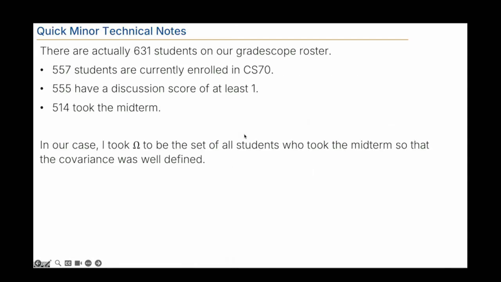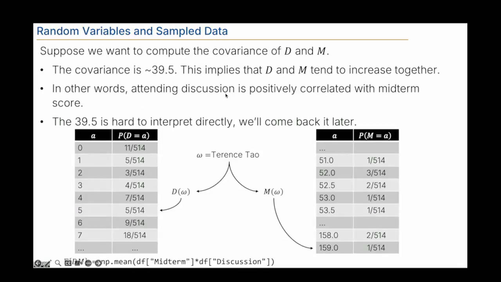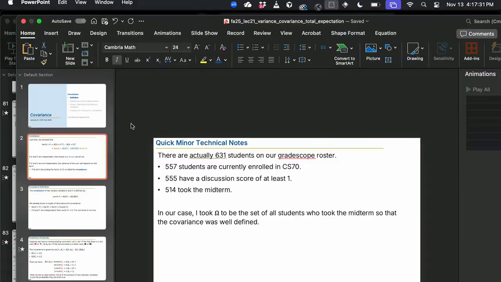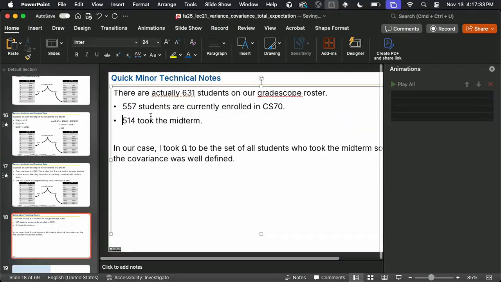Now I want to make one quick note that the numbers I gave are a little hokey in very small ways. There's actually a total of 557 students in 70, but only 514 of them took the midterm. So it's kind of a big gap. I don't know how many of them are going to late drop or had exceptions or whatever. And then there's 555 people that had a discussion score of at least one. Everybody who took the midterm had a discussion score of at least one. Oh wait, no, this number's not even true. I don't know where this came from. I'm confused about that one. I'm deleting it.